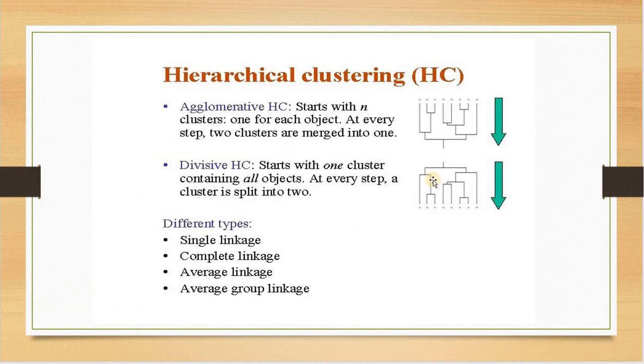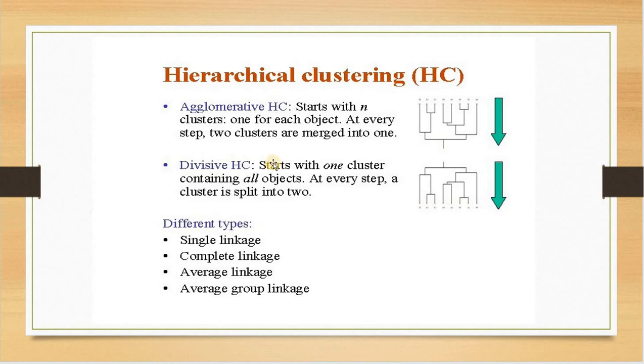Now as we learned earlier, hierarchical clustering is of 2 types, that is agglomerative hierarchical clustering and divisive hierarchical clustering. These both are actually opposite to each other. See, agglomerative hierarchical clustering starts with n clusters, one for each object. At every step 2 clusters are merged into one, and finally we get only one cluster.